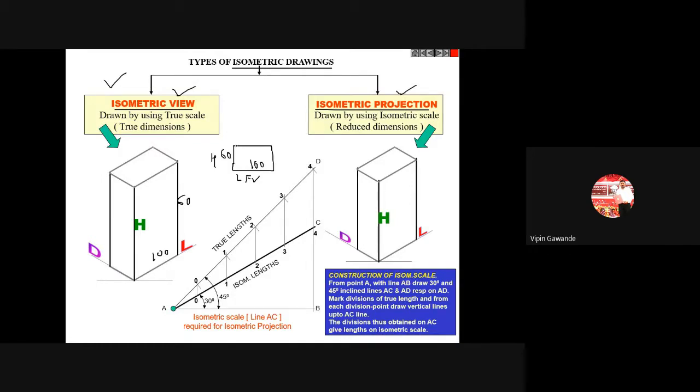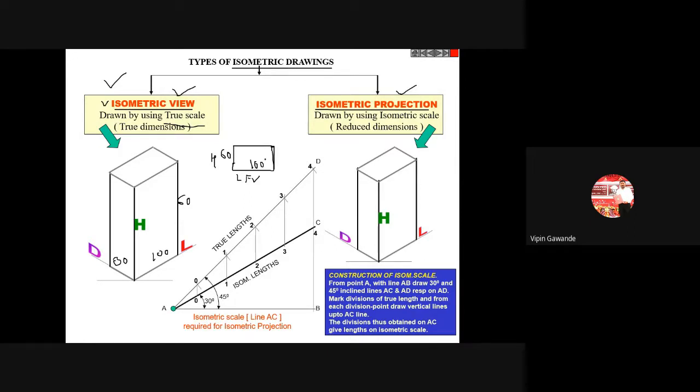If I am taking the actual dimensions from the two-dimensional drawings, so 100, 60, and the other dimension, suppose it is 30. So I have taken all the actual dimensions, the true dimensions, and then we have drawn the three-dimensional object. We have constructed the three-dimensional object. Then what is it called? It is called isometric view.